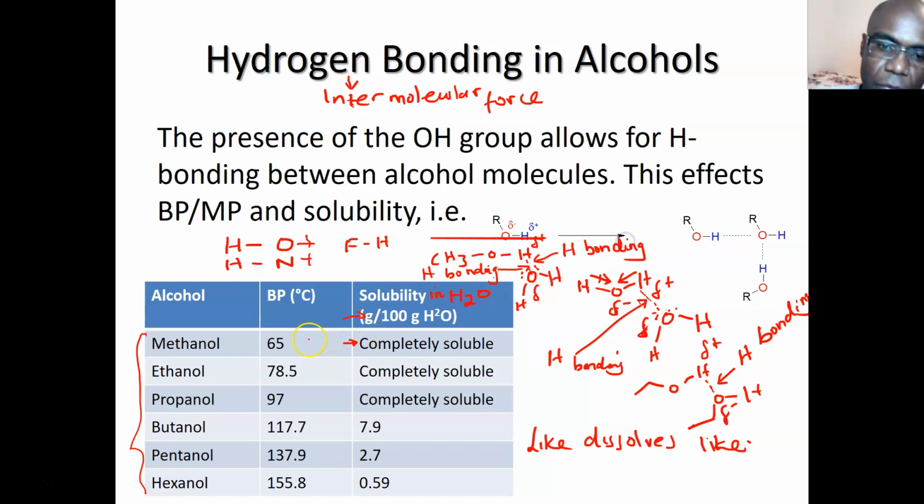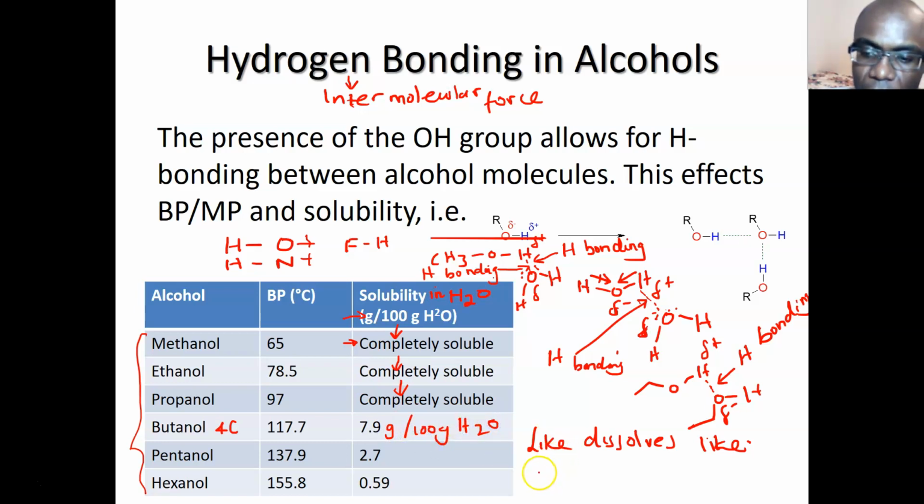All right, so methanol infinitely dissolves in water. Ethanol is still small, infinitely dissolves in water. Propanol still small, but when you get to 4 carbons of an alcohol, now solubility decreases. Butanol has a solubility of 7.9 grams per 100 grams of water.